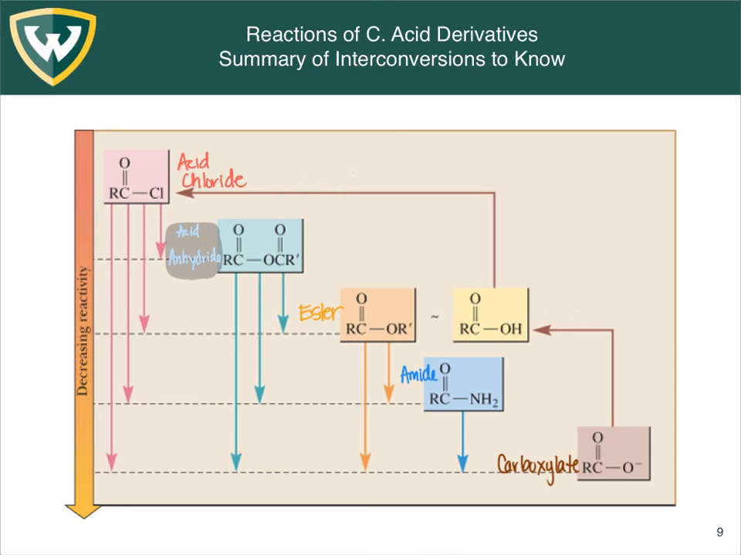And from there, you're going to react to form the acid chloride. So you should be able to provide reagents for all of these arrows and also understand where these carboxylic acid derivatives fall in terms of their reactivity, and also be able to place an aldehyde and ketone into this chart.